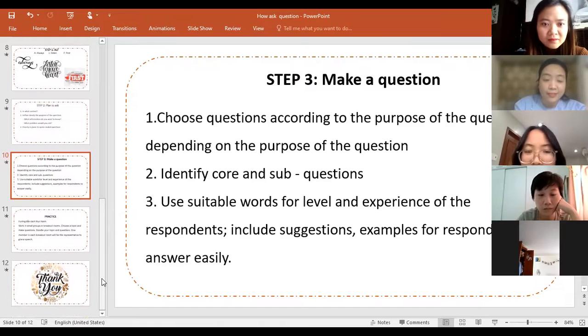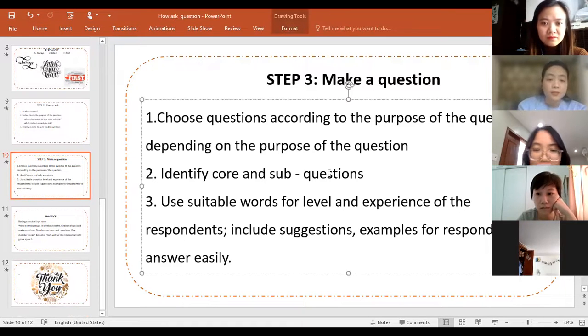Miss Anh, can you give us examples of core questions and sub questions? What is the difference? Can you make an example? Yes. Okay.